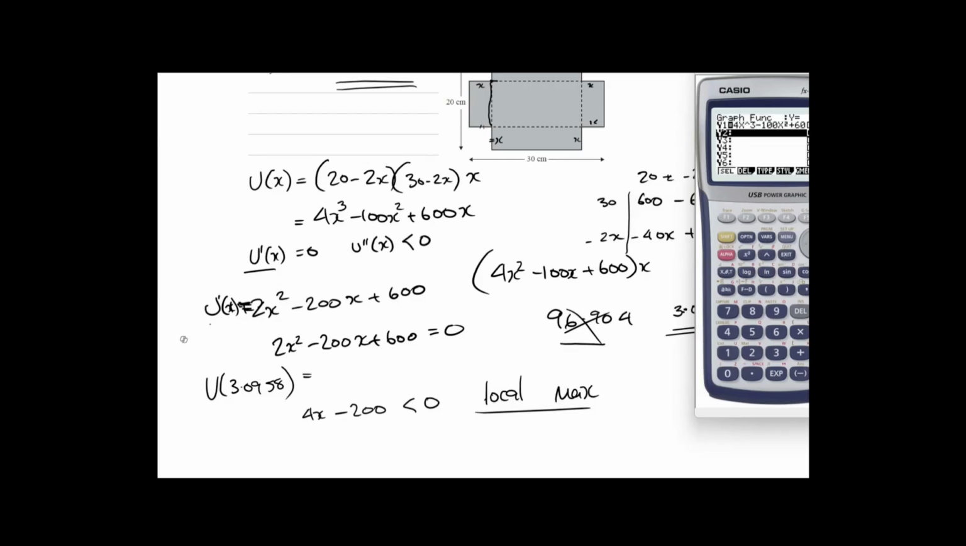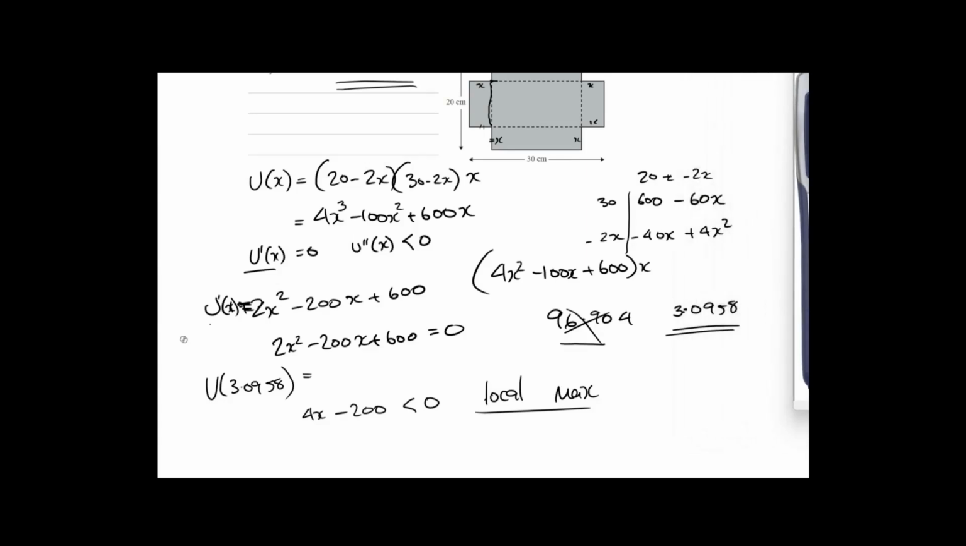Maybe just as a learning point, put it in the original one there. So (20 minus 2x)(30 minus 2x)x, and draw that. We should get the same drawing. G-solve max. So 3.923. Okay, so 3.923. And the maximum there was 1056.305. And that's going to be centimeters cubed.